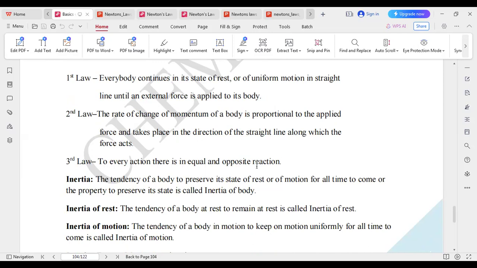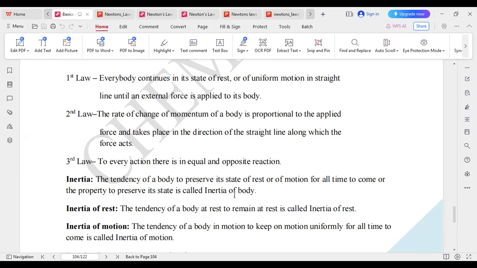Now another is inertia, the tendency of a body to preserve its state of rest or of uniform motion for all time to come, or the property to preserve its state, is called inertia of the body.